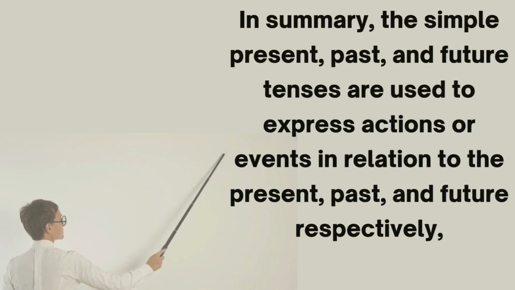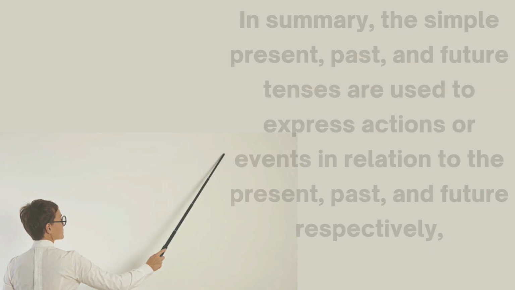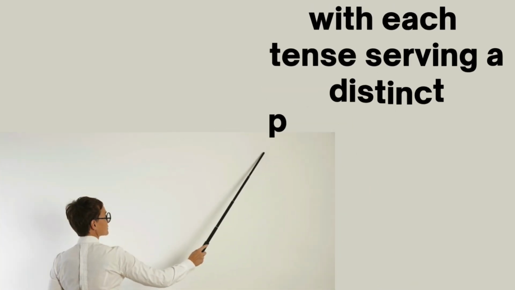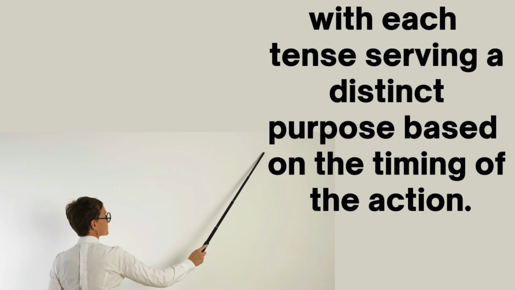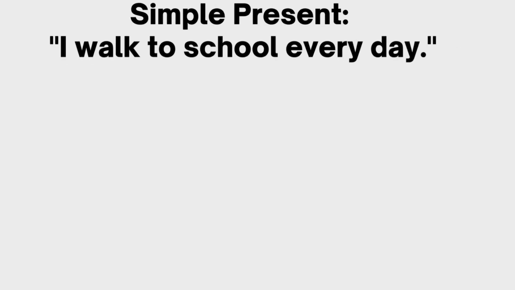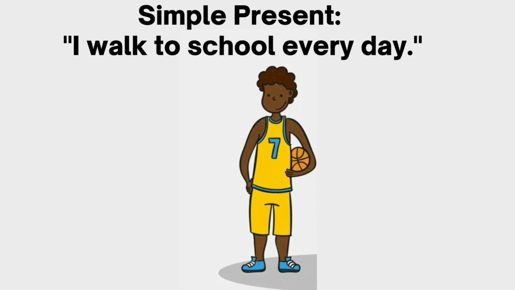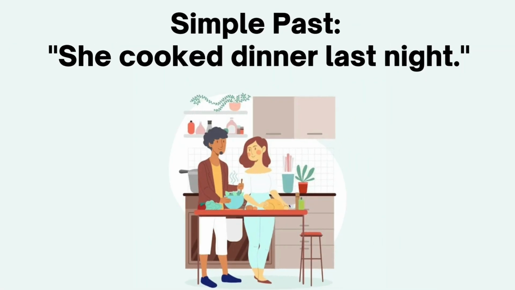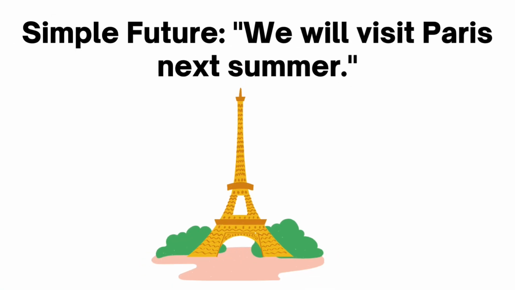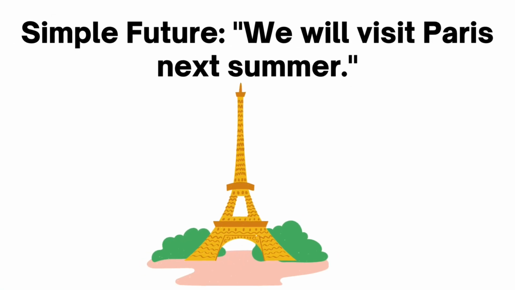In summary, the simple present, past, and future tenses are used to express actions or events in relation to the present, past, and future respectively, with each tense serving a distinct purpose based on the timing of the action. Simple present, I walk to school every day. Simple past, she cooked dinner last night. Simple future, we will visit Paris next summer.